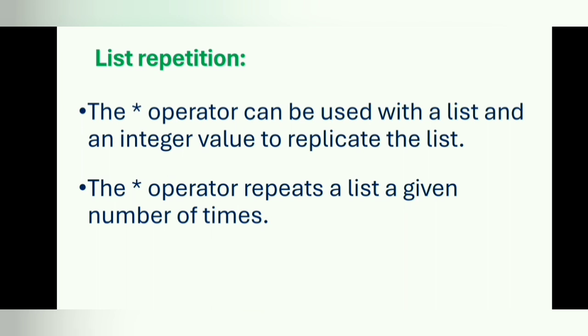Lists can be repeated just like strings. The asterisk operator, also known as the repetition operator, repeats a list a given number of times.